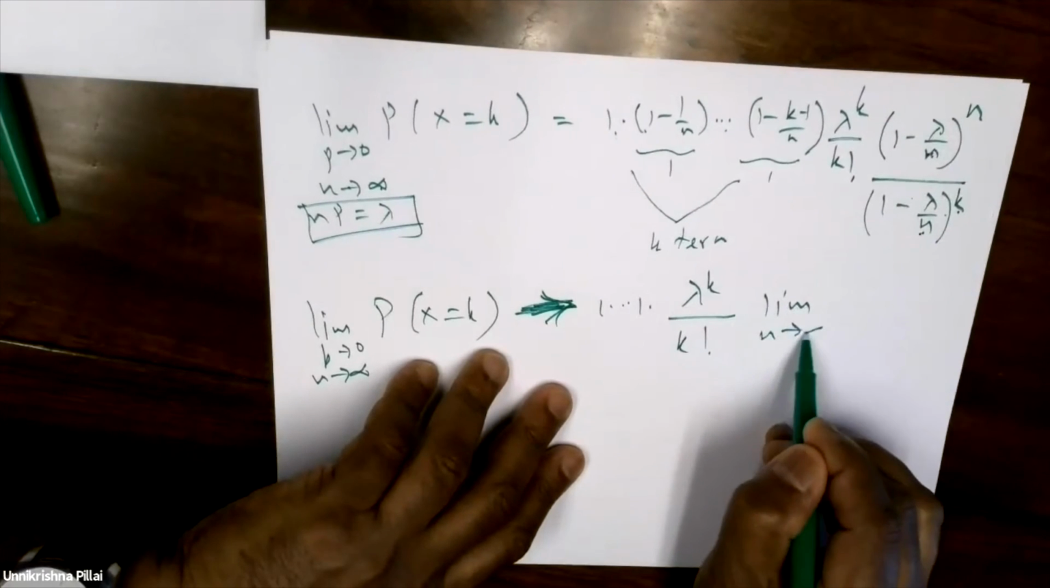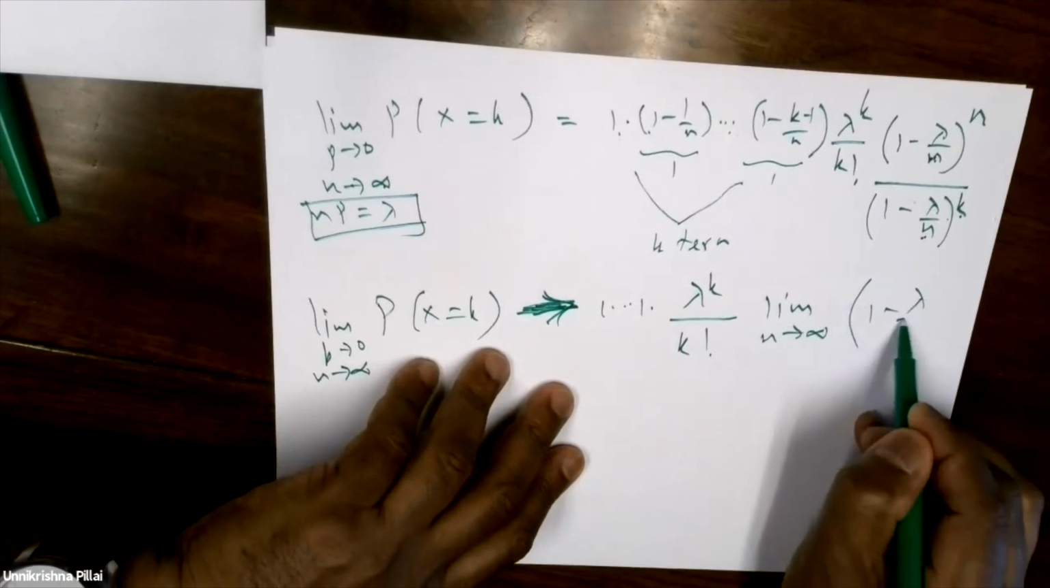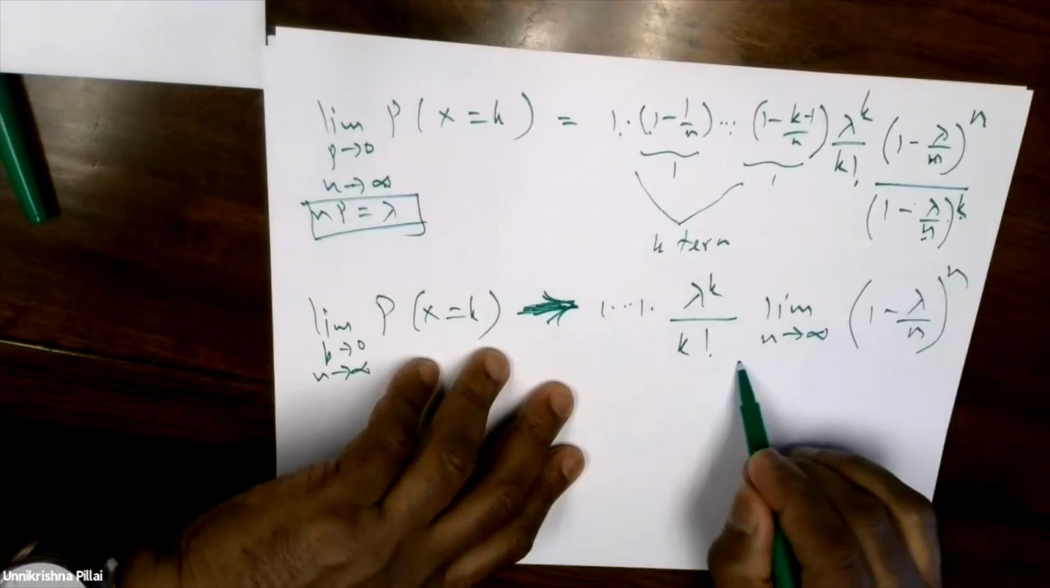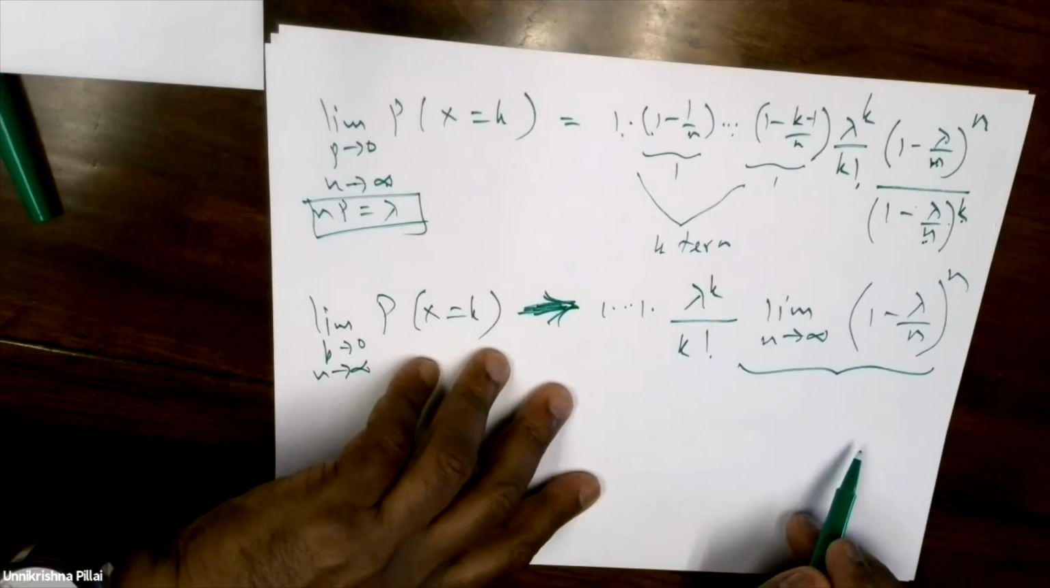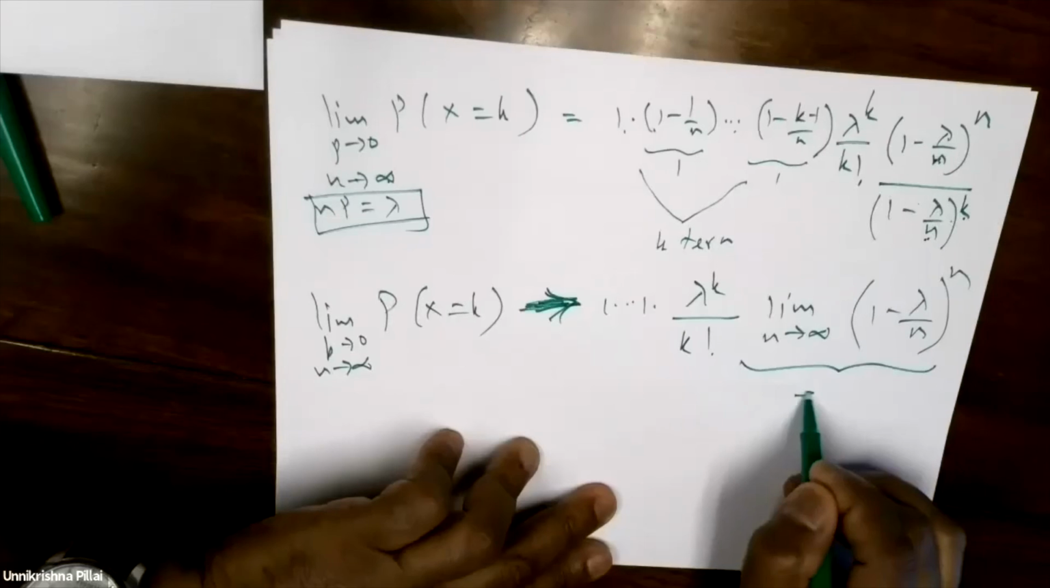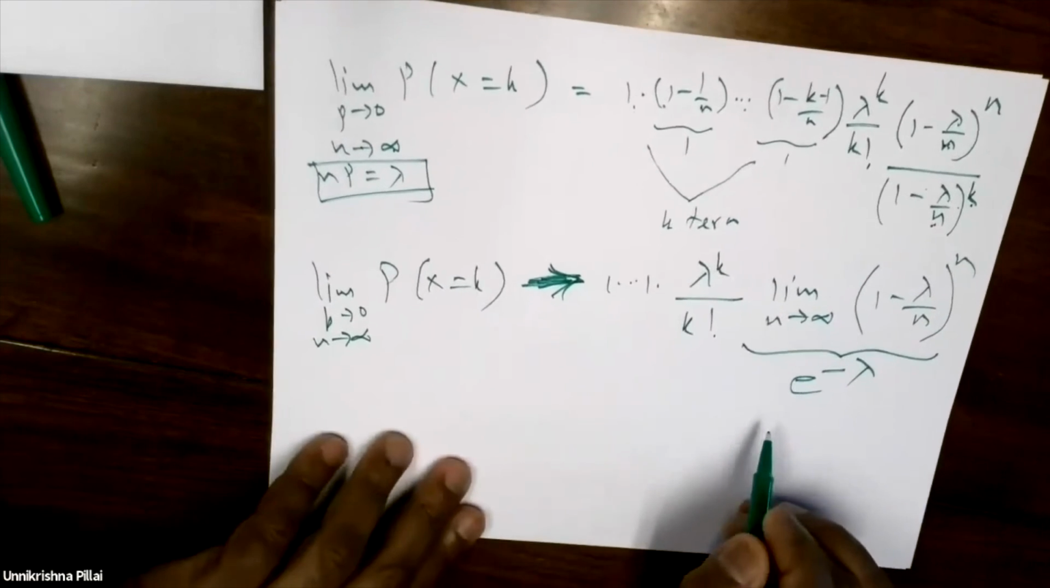I think somebody told me the answer earlier. 1 minus lambda over n to the power n. What happens to this term? Anybody? Someone? e to negative lambda. e to the power what? Negative lambda. Right. So this becomes e raised to minus lambda.